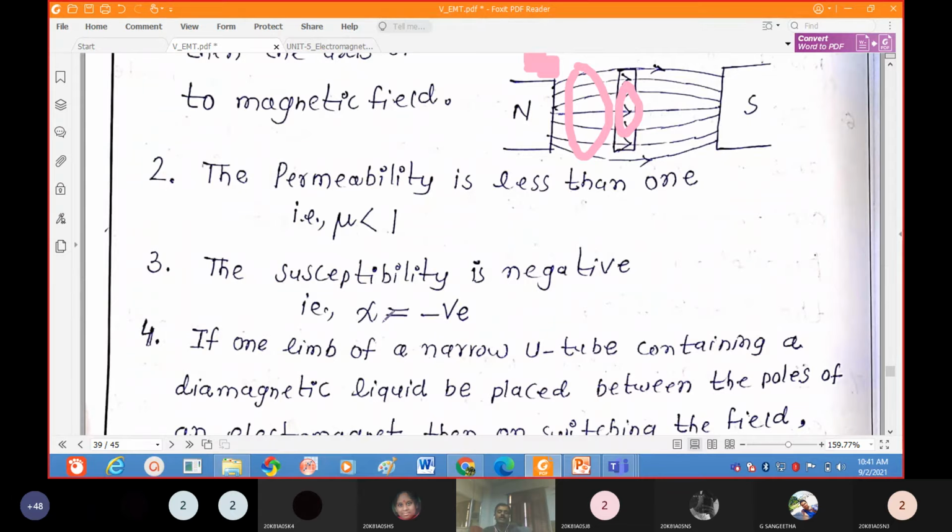Susceptibility means here, this will be magnetized in the opposite direction. So a diamagnet will be magnetized in the opposite direction. That's why here the susceptibility value will become less than 0. Less than 0 means that susceptibility is negative. Okay, next point.